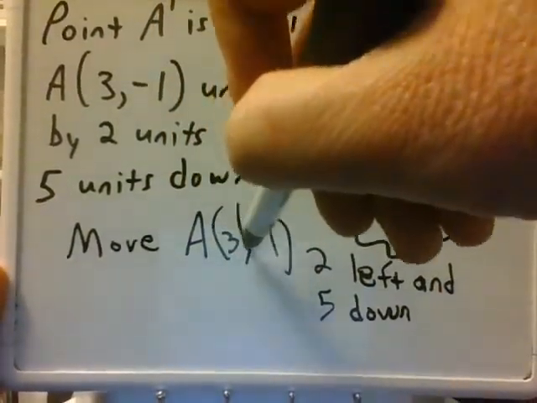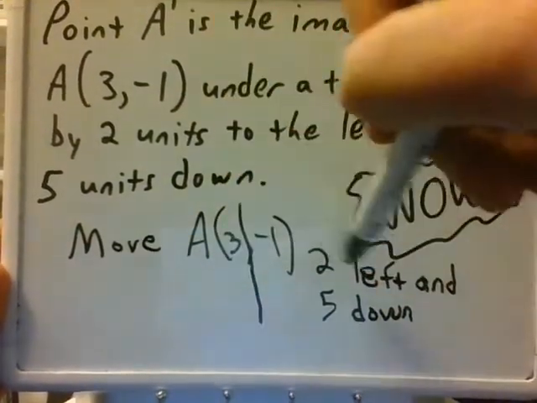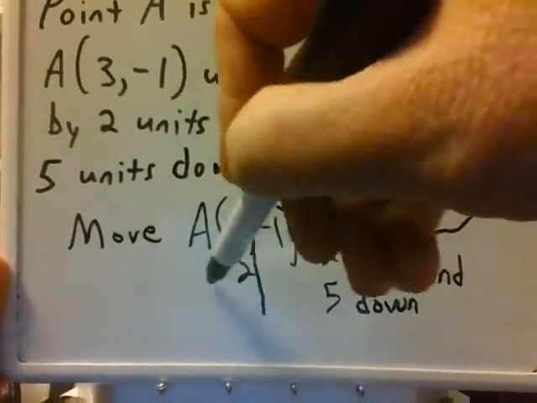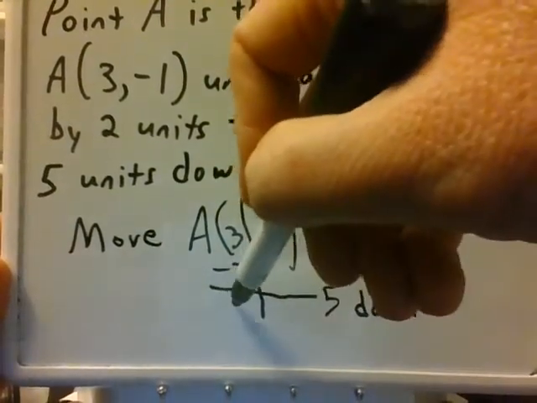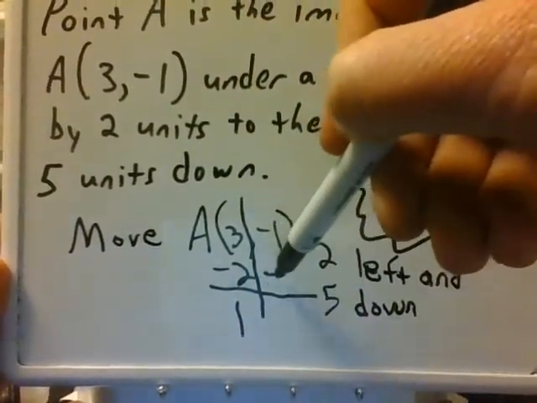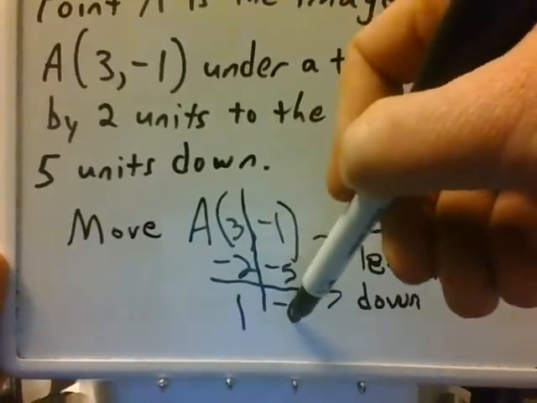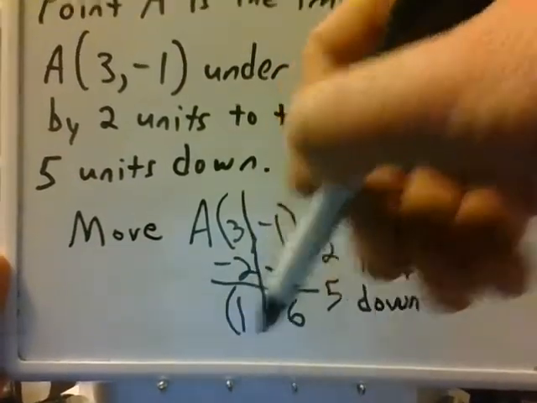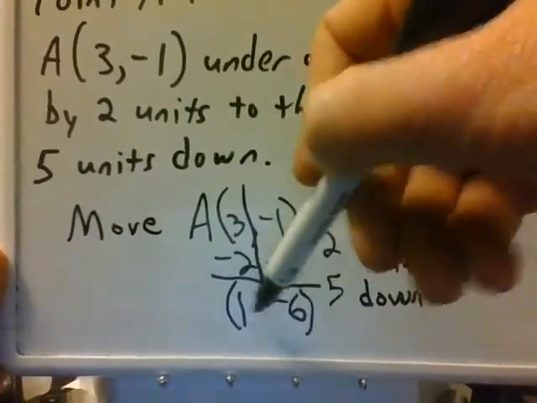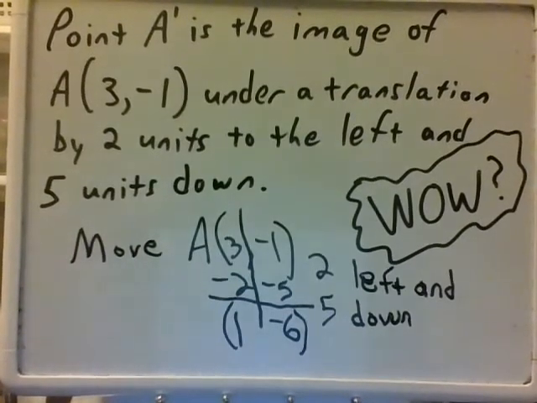So I'm going to just draw a big line here. So this is x, so I'm going to be going less, that's minus 2. So 3 minus 2 is 1. Negative 1, 5 down, I would be subtracting 5. Negative 1 minus 5 would be negative 6. So the point of A prime is 1, negative 6. Now, the important thing, if this were to the right, I would add. If it was up, I'd add.